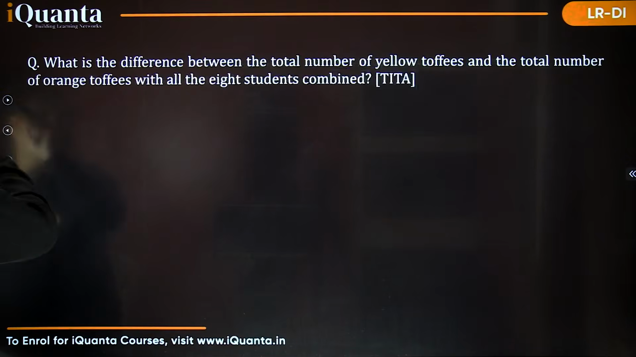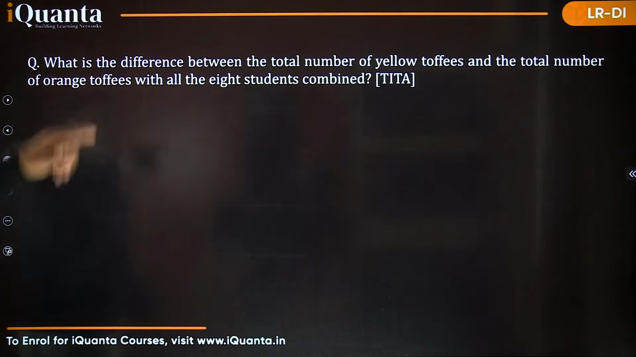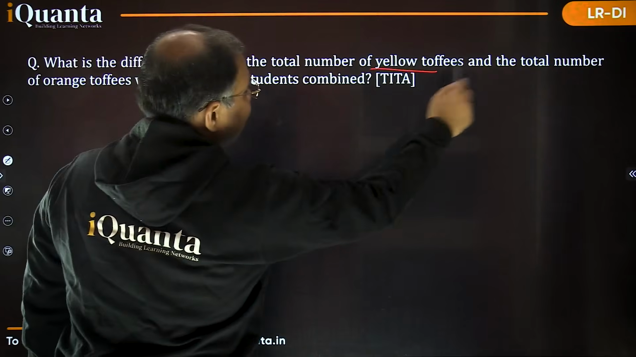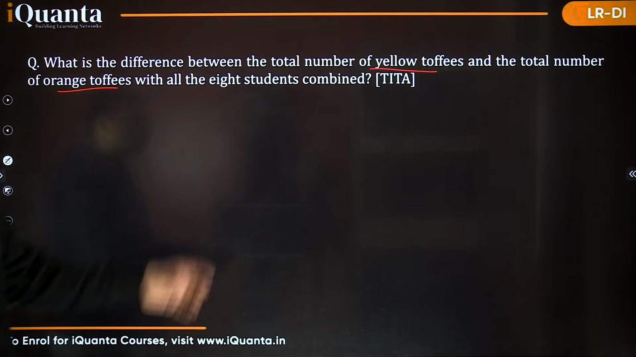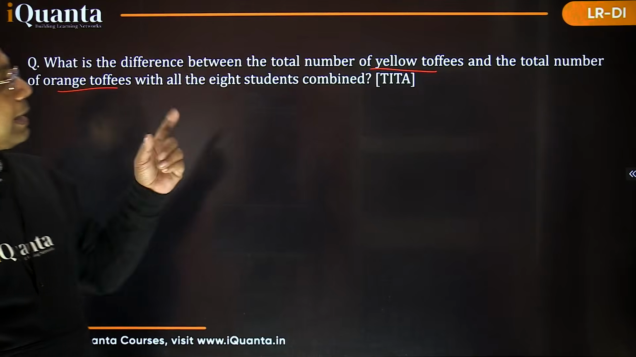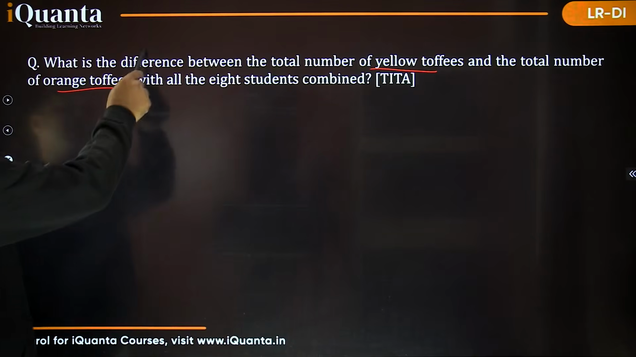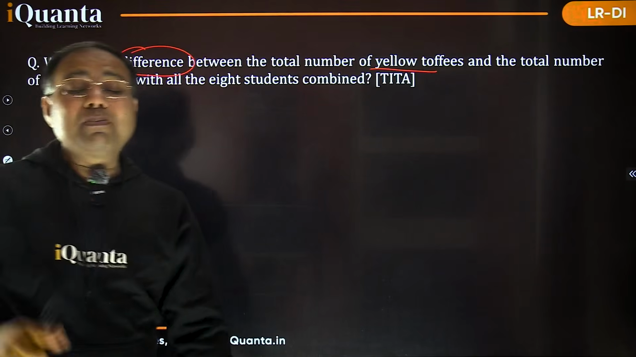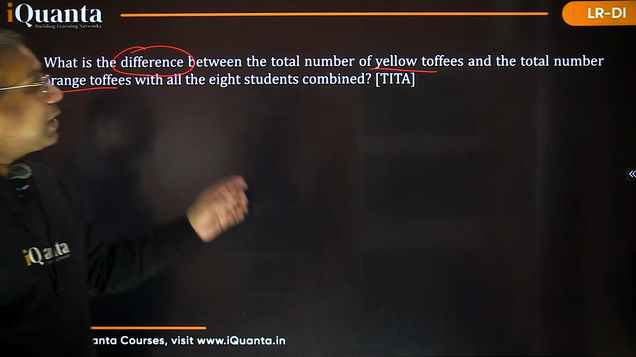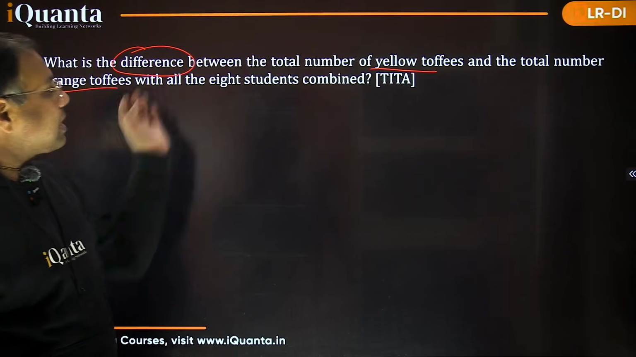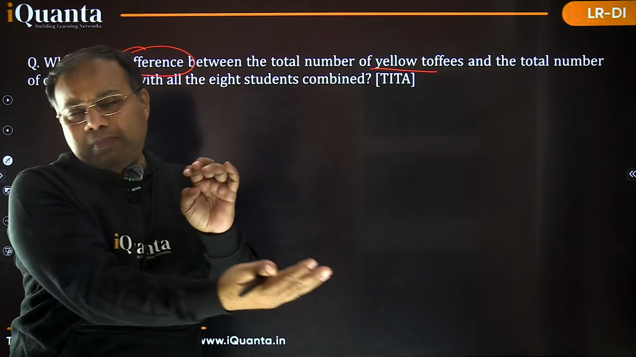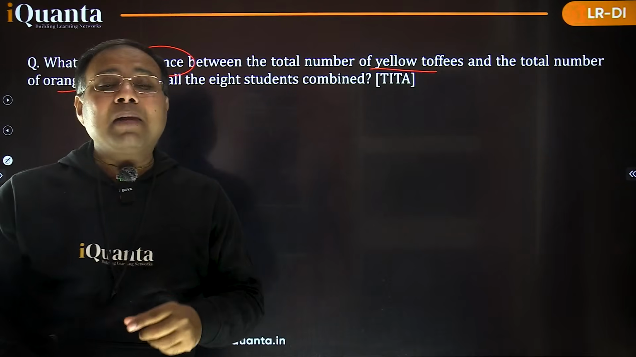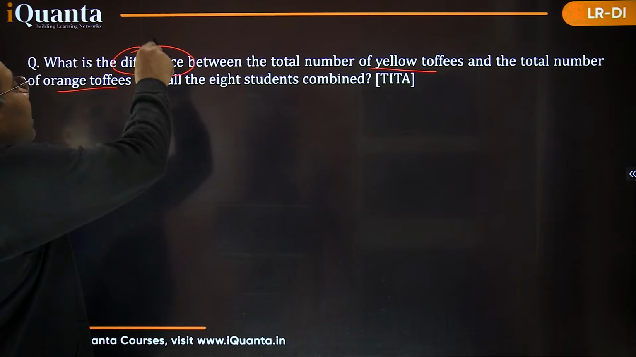And the last question now: what is the difference between the total number of yellow toffees and the total number of orange toffees with all the students combined? We just need to find the difference of yellow and orange. Remember that whenever we are talking about difference, it always means the positive difference. It does not mean the number of yellow toffees minus the number of orange toffees. It may be, but it is not certain, because difference always means positive difference, right?